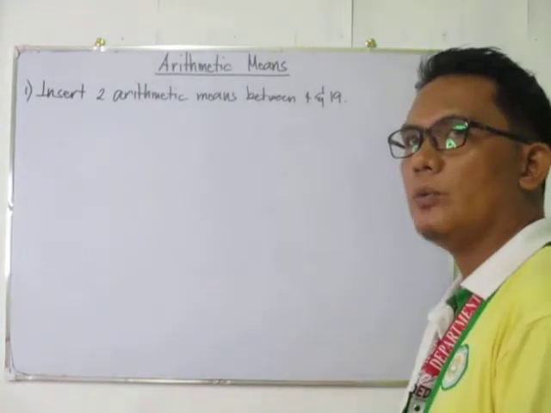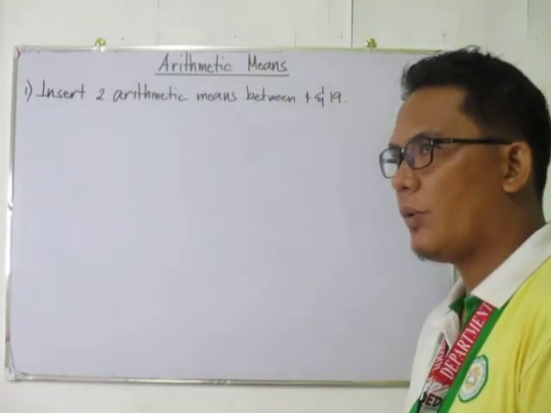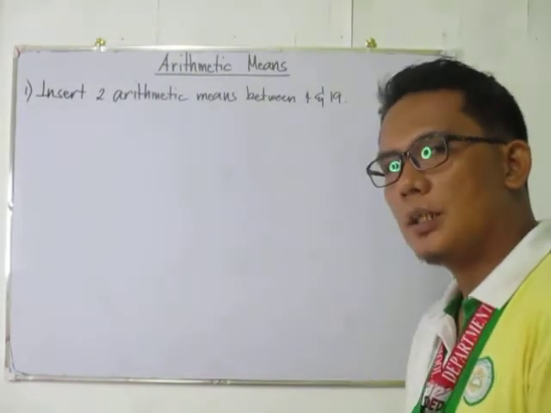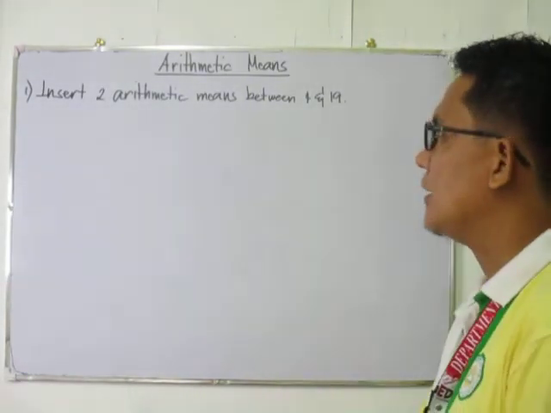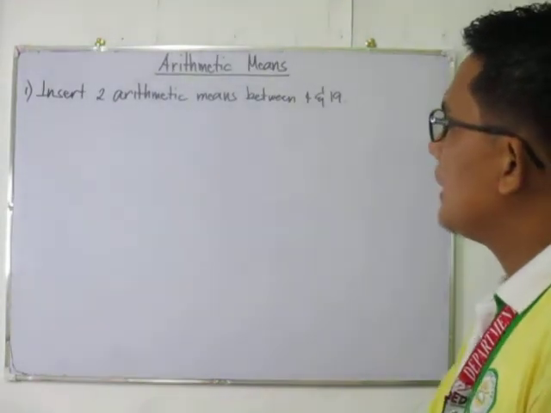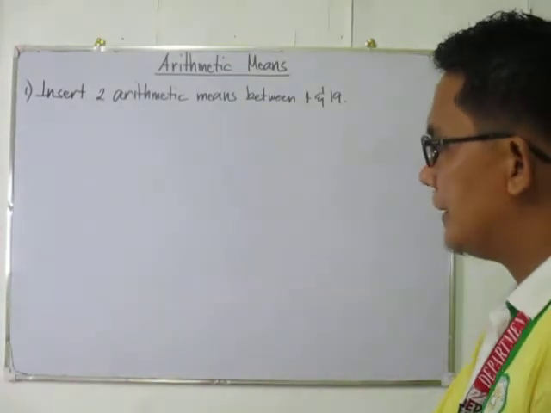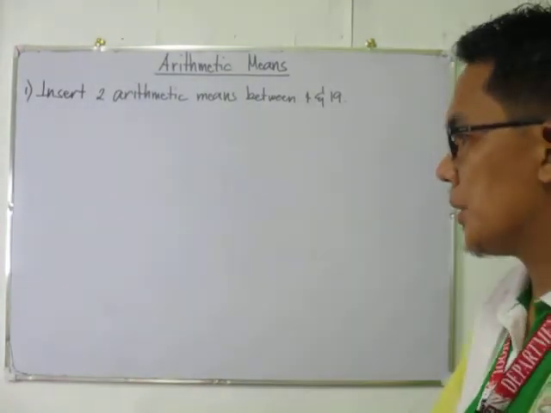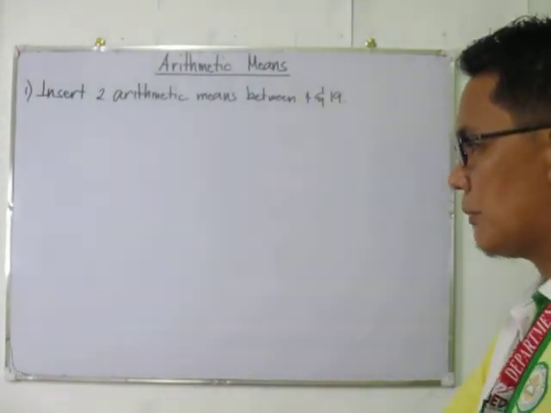So we are not going to forget the formula of our arithmetic sequence, which is a sub n is equal to a sub 1 plus quantity n minus 1 times d. So here, I have a problem. Insert two arithmetic means between 4 and 19, that is found on your Grade 10 modules, module number 3.